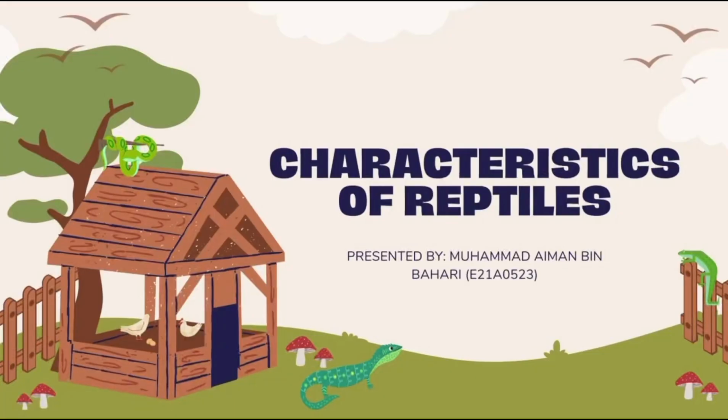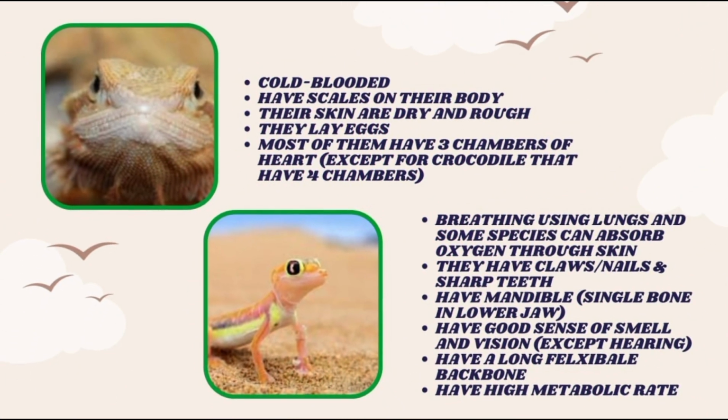So in this part, we're going to talk about the characteristics of reptiles. Basically, there are 11 common characteristics that we will see in this video. Firstly, reptiles are cold-blooded, which means their body temperature depends on the environment. Reptiles have scales and dry, rough skin that protect them from water loss. Reptiles lay eggs that are covered by a leathery, hard shell.